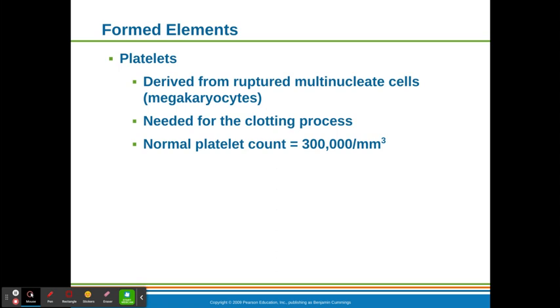Okay, so there are some situations in which you have an abnormal issue with platelets. So if you have no platelets at all, then you wouldn't be able to clot at all, and you could bleed to death from a simple paper cut. So it's very important to have these platelets, and we'll talk about their role in more detail in our next lesson, hemostasis.